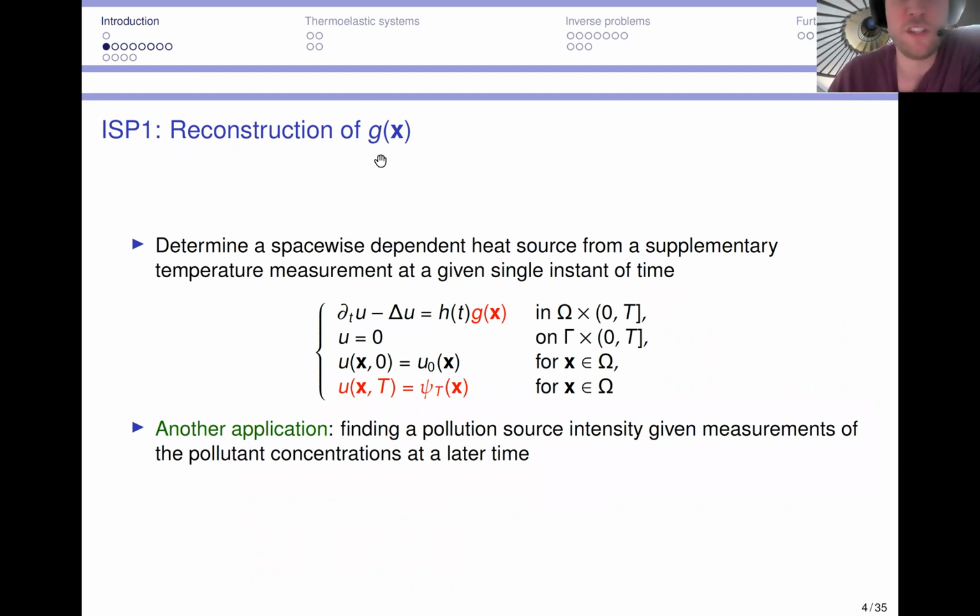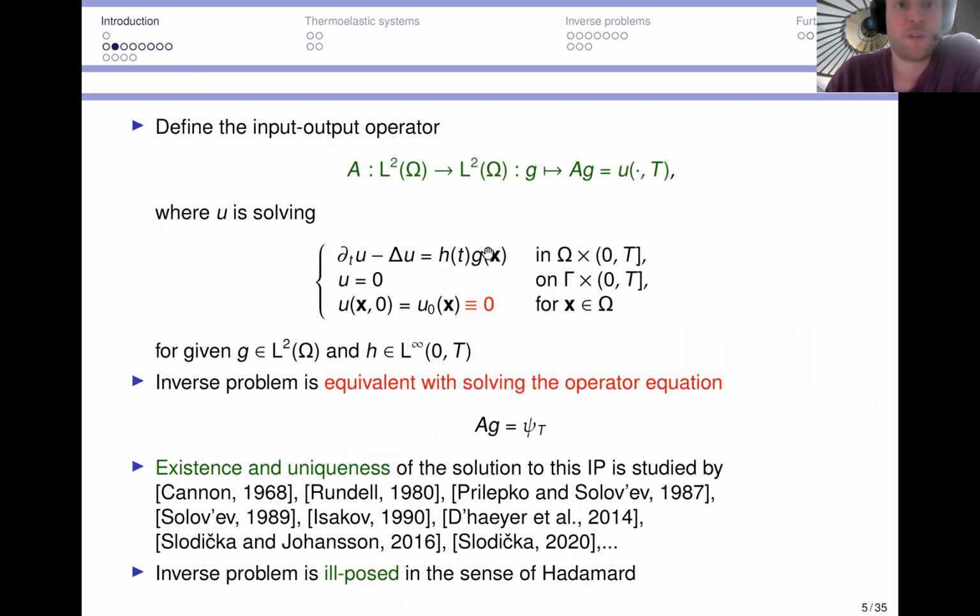Let us first focus on the first inverse source problem, the reconstruction of g of x. This can be done on the basis of the final time measurement of the temperature, denoted by psi. This inverse source problem can also be reformulated as an operator equation: A of g is equal to the measurement. Operator A is an operator from L2 to L2, where with g corresponds the solution of this problem at the final time t. We know from the well-posedness result that this is an element of L2, so this operator is well defined.